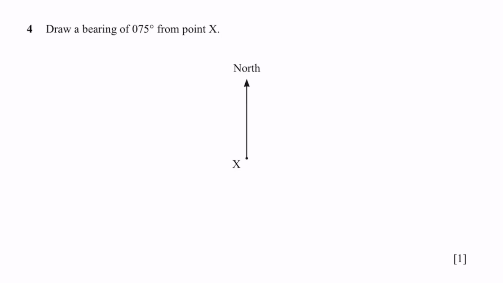Question 4. Draw a bearing of 075 from point X. I can't use a protractor online, so I will simply be showing you how to do it. So take the north line here. I'm going to measure 75 degrees clockwise from this north line. So if you measure 75 degrees clockwise, you mark a point using a protractor over here, and then you simply connect point X and that point, and if you want you can extend it. So this is a bearing of 075. That's the answer.